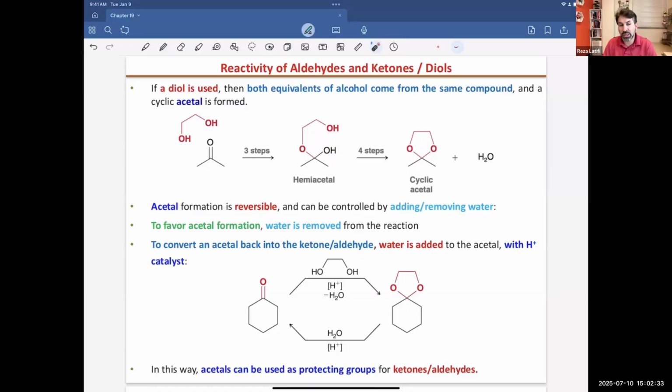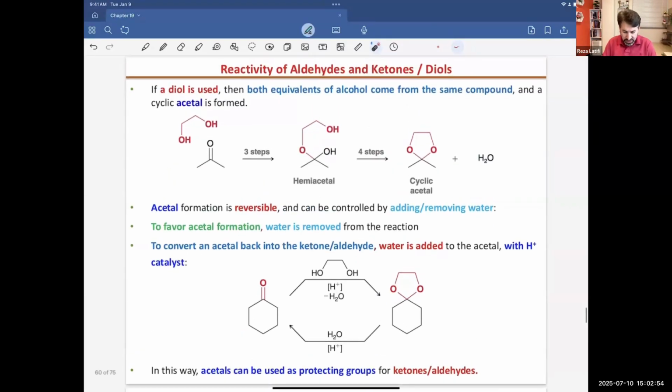And now we are going to practice, instead of using 2 moles of alcohol, using a diol, and again get an acetal molecule. But because we are using a diol, the molecule that we get will be a cyclic acetal molecule.